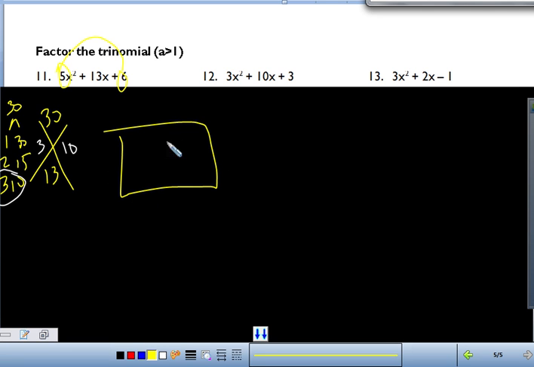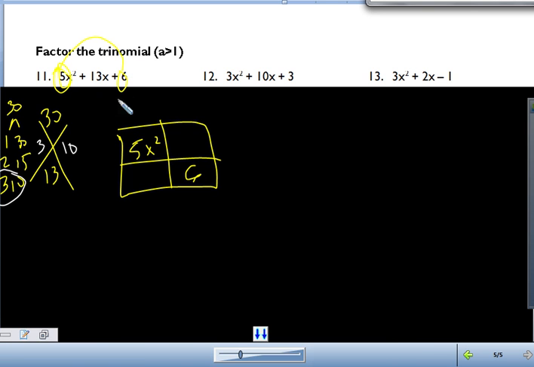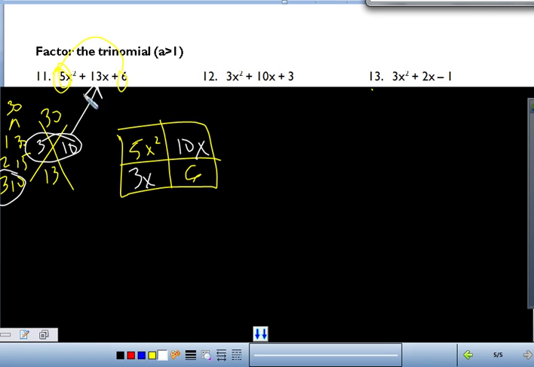Now, in this case, I need to use the box in order to finish it. And we put our first term in the first box, last term in the last box, and then we put our two middle terms. This is 3x and a 10x. What we do with the x here with this is we figure out how this 13x is split apart.